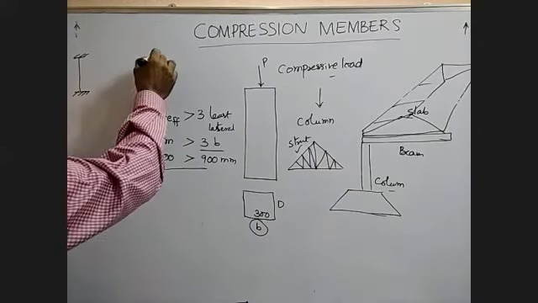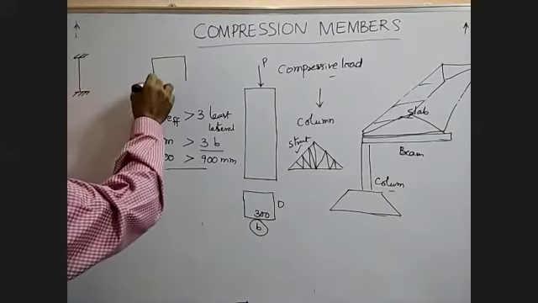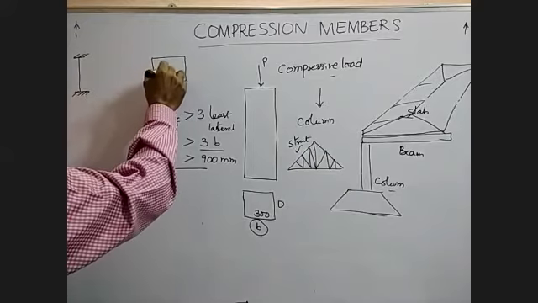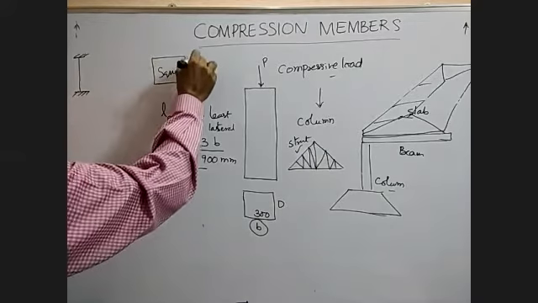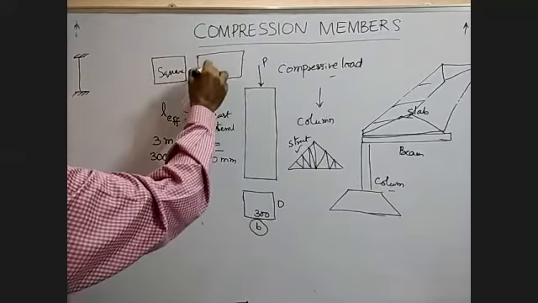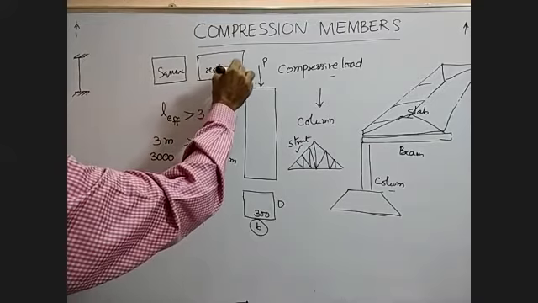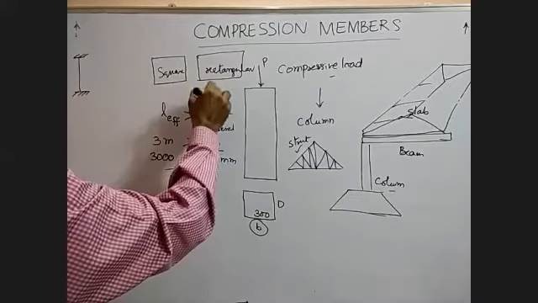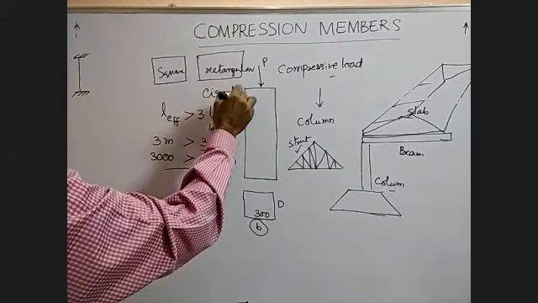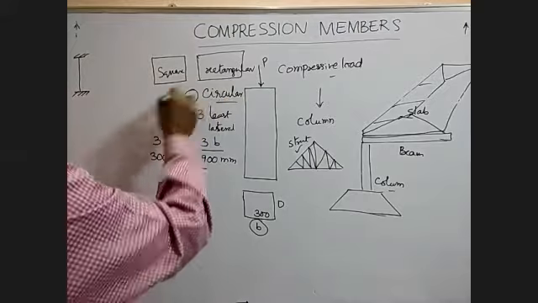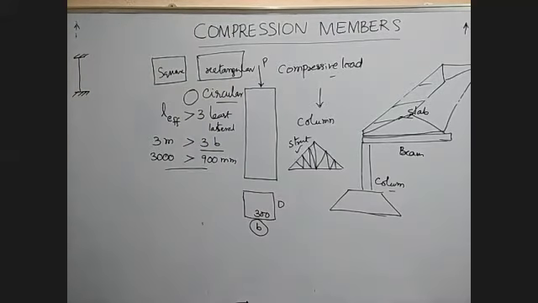Generally, the shapes of columns are square, rectangular, and circular. You have different shapes also, but generally we use these three shapes. One is square, another one is rectangular, and another one is circular.